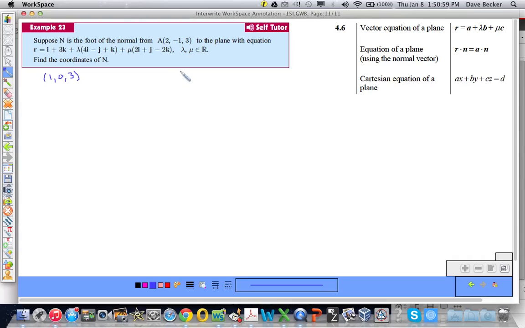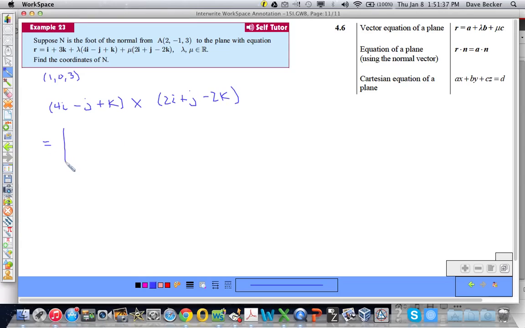Okay. Well, first we got to find a normal direction vector. Well, I have two vectors right here that are in the plane, so their cross product, in other words, this cross this, is going to give me the direction of the normal perpendicular to that plane. So that means I'm going to take 4i minus j plus k cross 2i plus j minus 2k, and that is going to look like this.